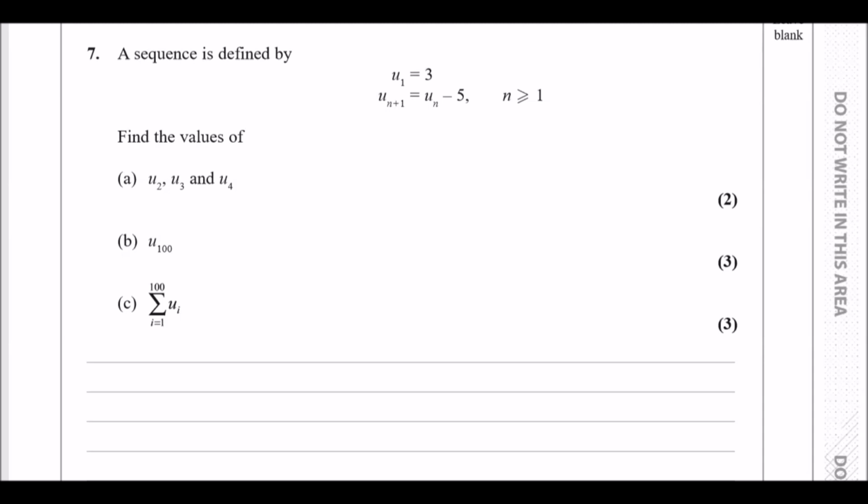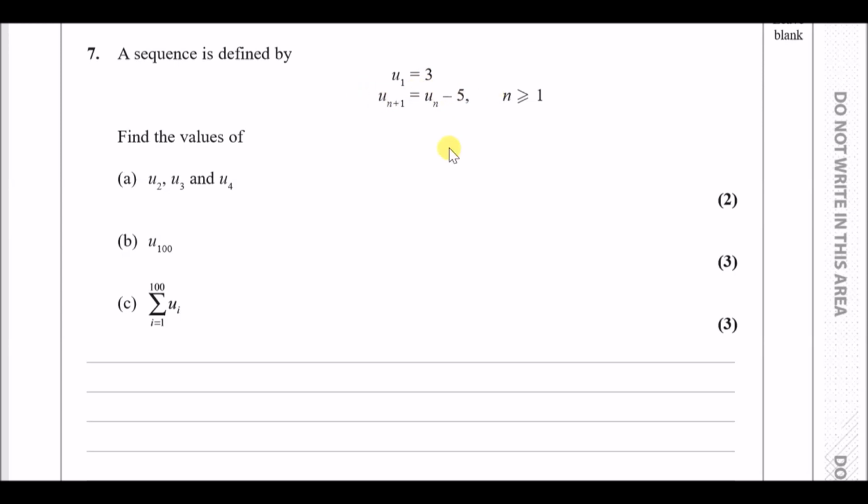Alright, number 7. So a sequence is defined by the following. What it says here is that the first term u1 equals 3, and then we've got some sort of recurrence where the next term equals the previous term minus 5. So that's what n plus 1 means. It just means the next term after n. So if it was u2 here, it must be u1 there, u3, and then u2 there, and so on.